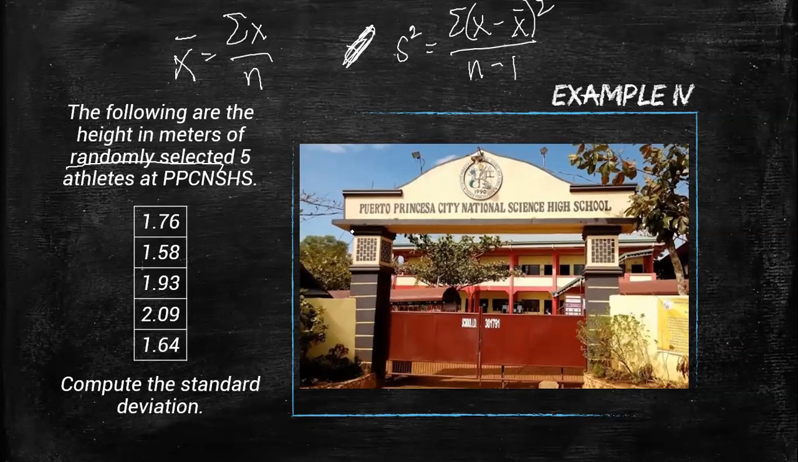Okay. So, the following are the height in meters of randomly selected 5 athletes at PPCNSHS. So, we have 1.76, 1.58, 1.93, 2.09, and 1.64. O, check natin kung tama yung answers ninyo. So, as I've said earlier, it's a statistic. So, we will use sample formulas. The sample mean, the sample variance.